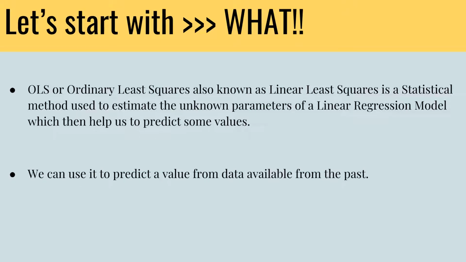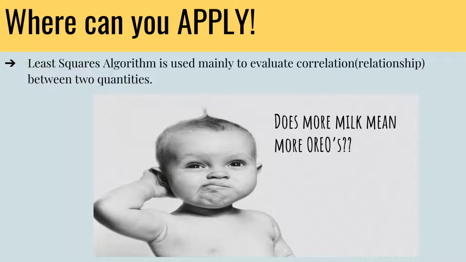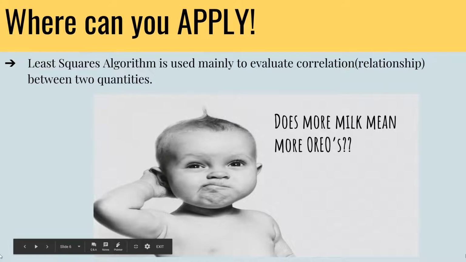What is OLS? Basically, it's a statistical technique composed of algebra and statistics which helps us estimate the unknown parameters of a model. And this model, or as we say, the regression model, is capable of predicting future values based on past values. This algorithm basically defines the strength of correlation, or fundamentally the strength of relationship between two variables or quantities. And yes, if you're wondering right now, more milk does get more Oreos. Well, that's how I drank my milk.